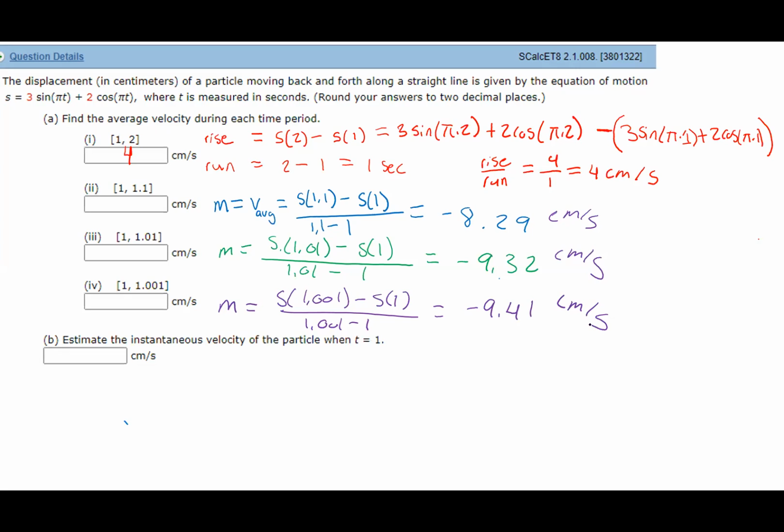So part B says, estimate the instantaneous velocity of the particle when the time is equal to 1. So what do they look like they're approaching? These slopes of the secant lines kind of look like they're approaching something. I'd say they're approaching about negative 9.5 centimeters per second. Okay, that's a little bit arbitrary. You could have said negative 9.42, negative 9.45. WebAssign will take it as a certain tolerance.